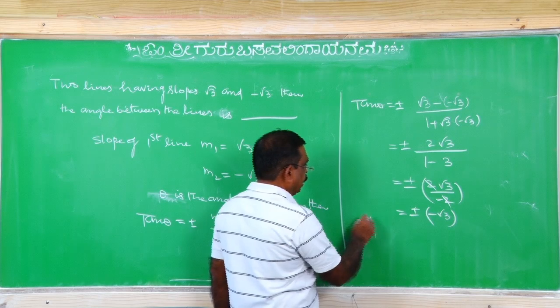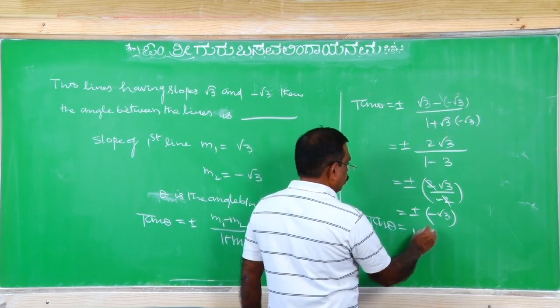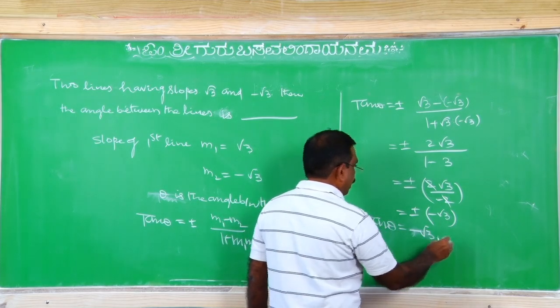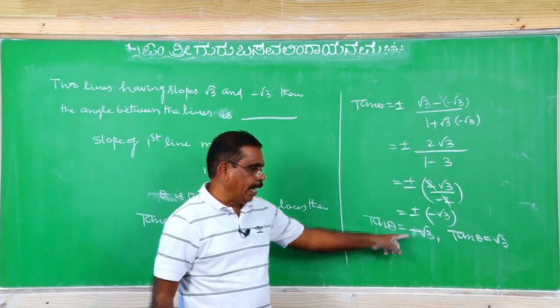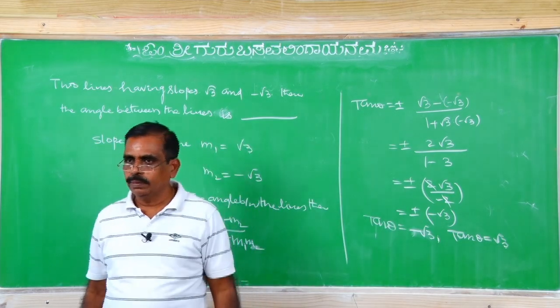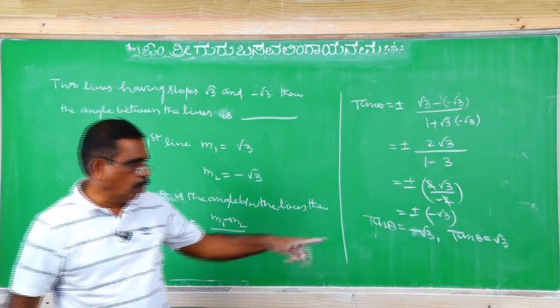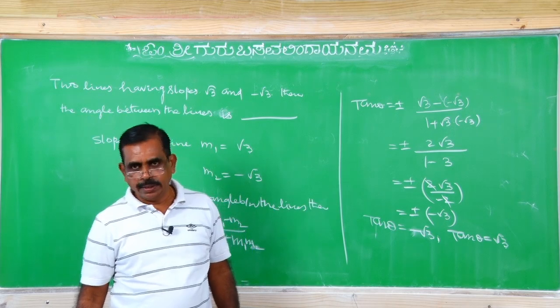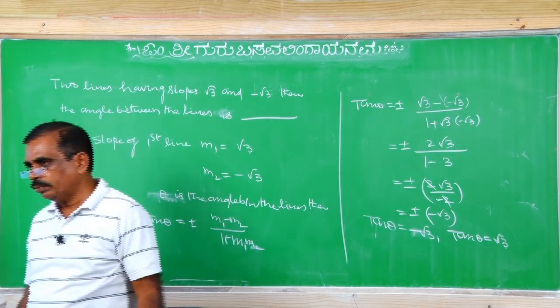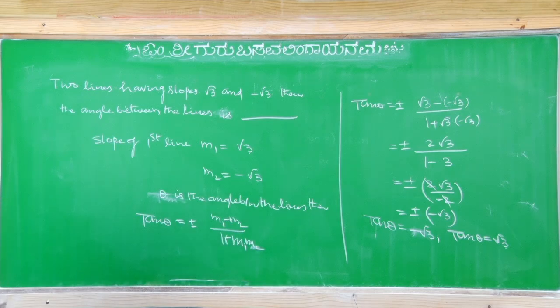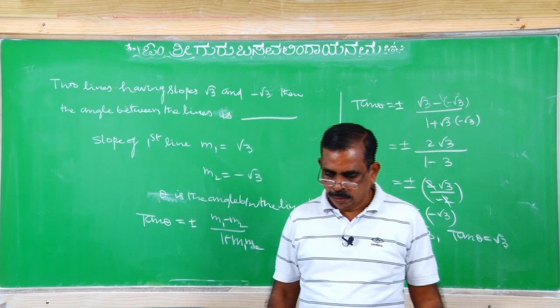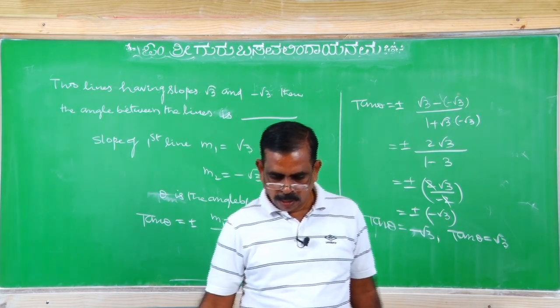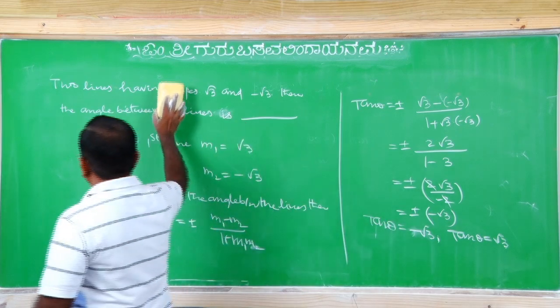Plus root 3. One time tan theta is equal to minus root 3, other time tan theta is equal to root 3. Minus root 3 means 120 degrees. Root 3 means 60 degrees. Write down. Can you follow or are you doubtful? Next.